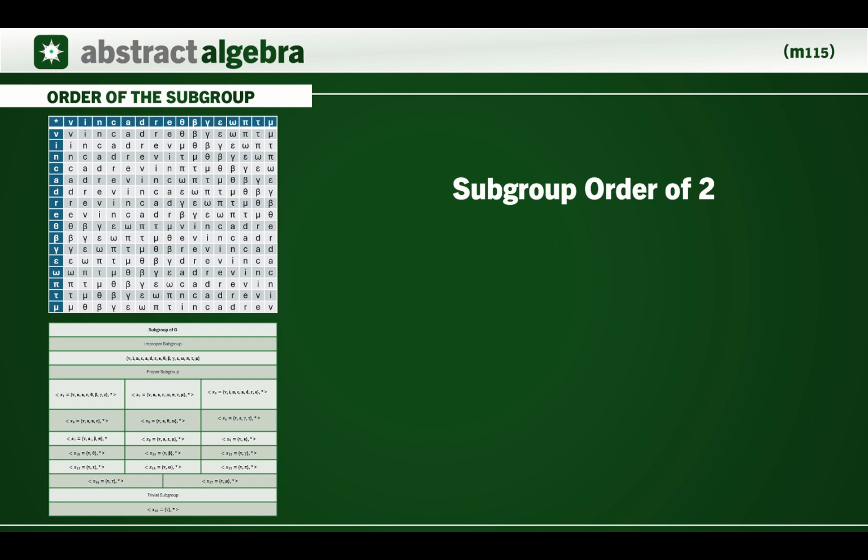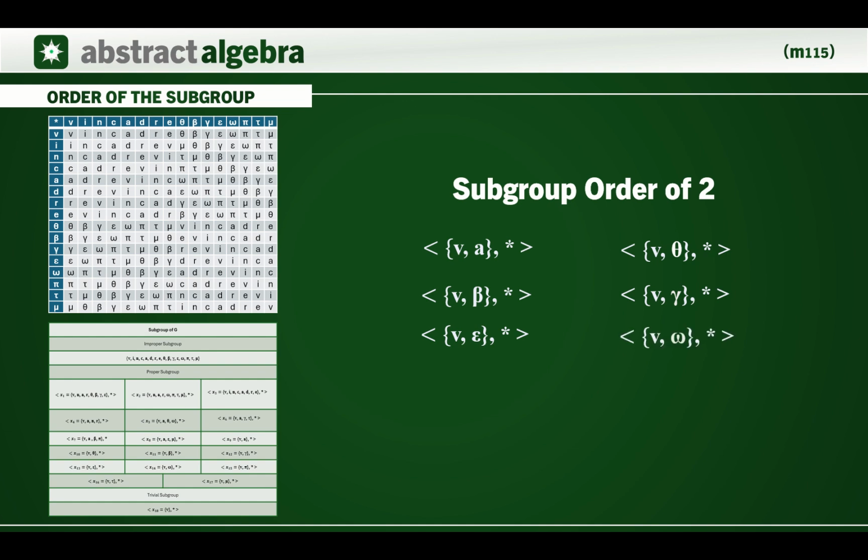Next, we have the subgroups of order 2. We have the set of V, A under the binary operation star. We also have the set of V, theta under the binary operation star. We also have the set of V and beta under the binary operation star. We also have the set of V and gamma, the set of V and epsilon, and of course, V and omega, each under the binary operation star.